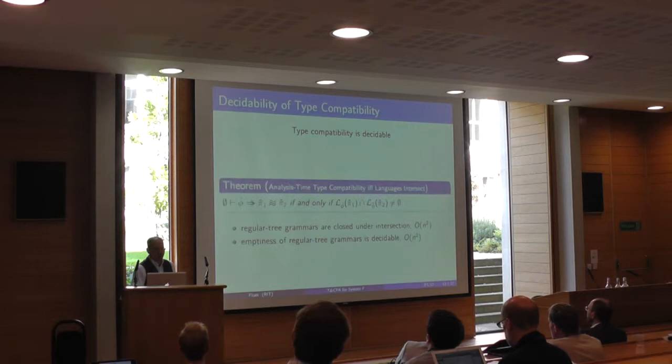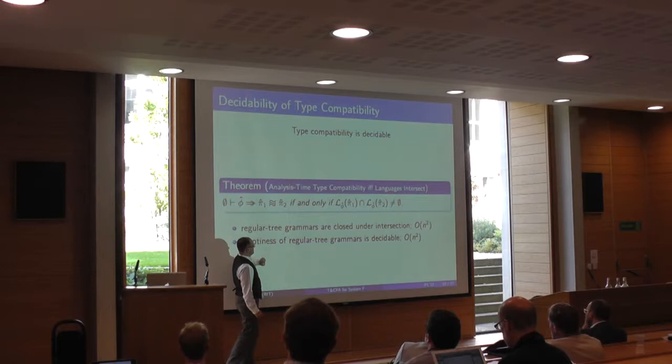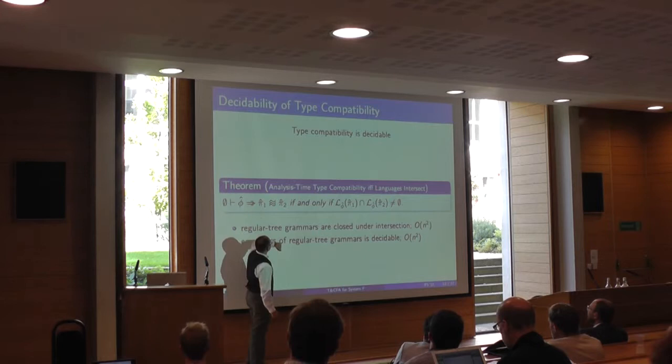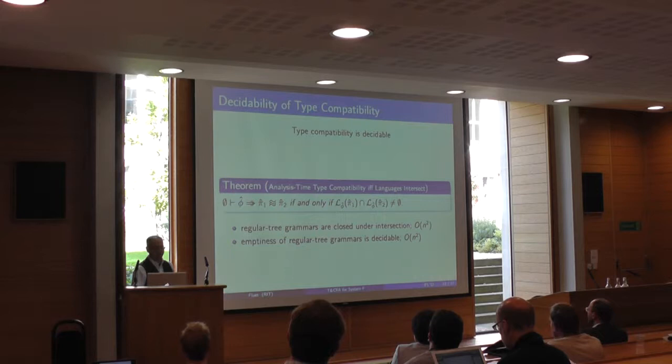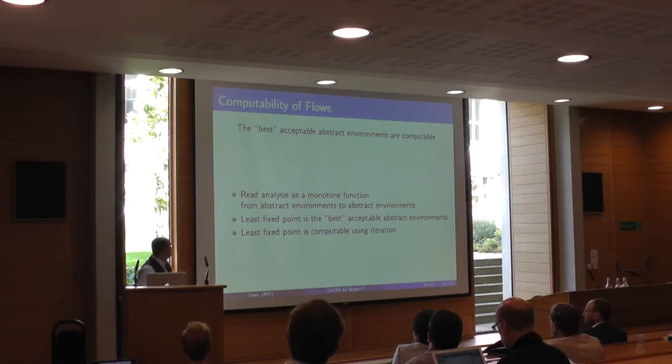So it turns out that regular tree grammars are closed under intersection, and the emptiness of regular tree grammars is decidable. So I can show that there's an equivalence between the non-emptiness of their intersection and the type compatibility judgment, which gives me my analysis. So then these things are computable, exactly as was mentioned. We have a least fixed point, we compute it via iteration.